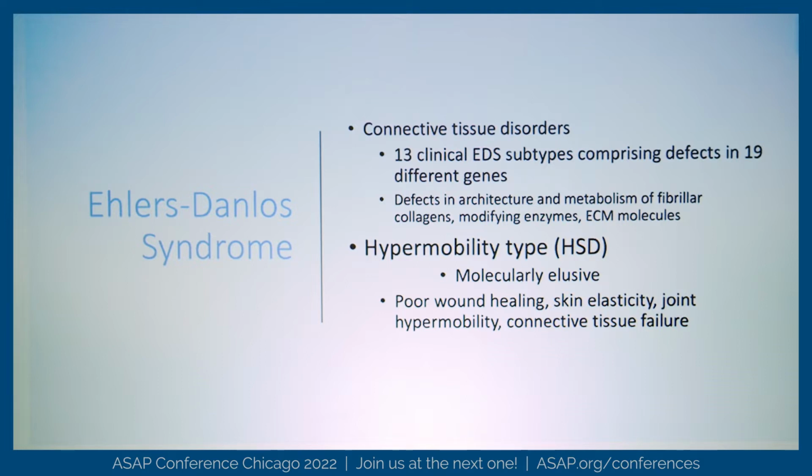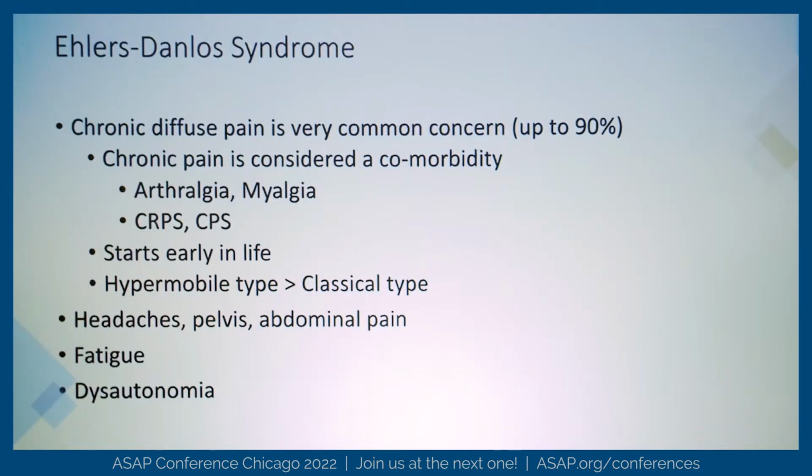And there's poor wound healing often, elasticity of the skin, vessel fragility, easy bruisability. And in fact, there could be a tendency to bleed in some. And then, of course, joint hypermobility. Chronic diffuse pain is very common.